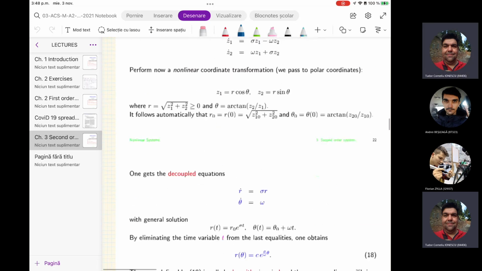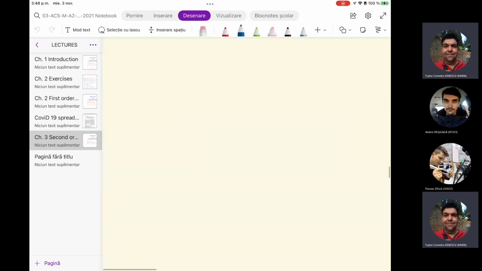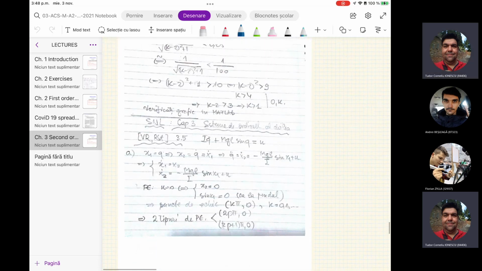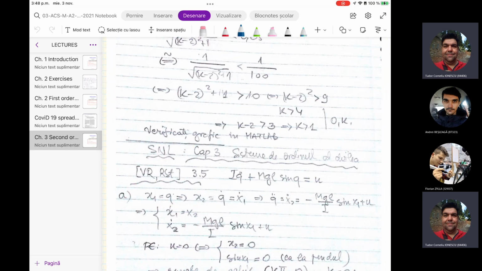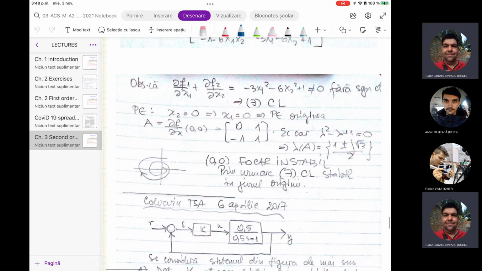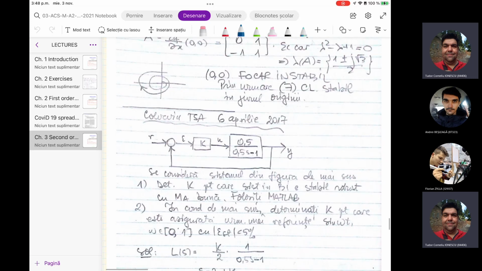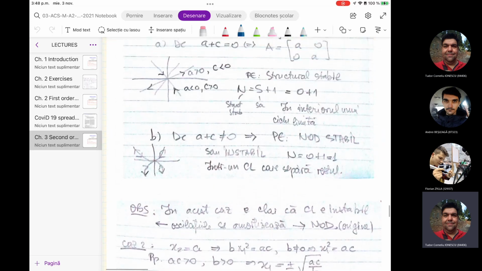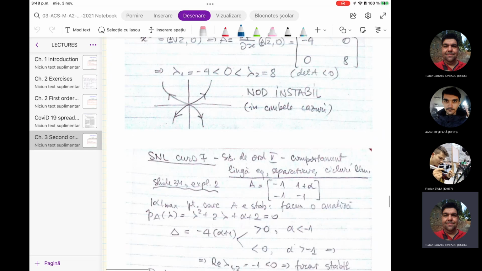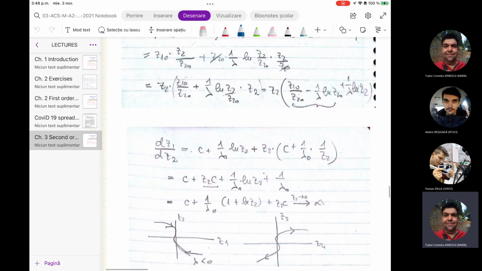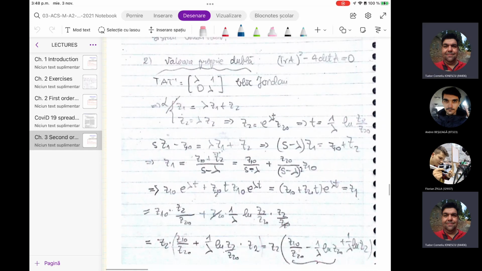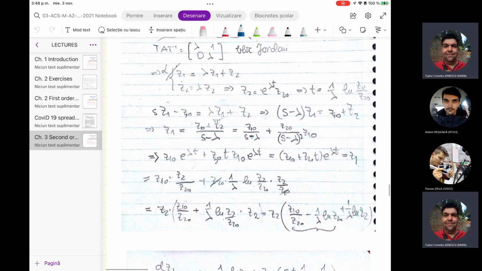Okay, so if you go back to the end of the lecture, you can see my screen, right? So here we have some solved problems. Look, if you have a Jordan block, these are the computations I was talking to you about earlier.